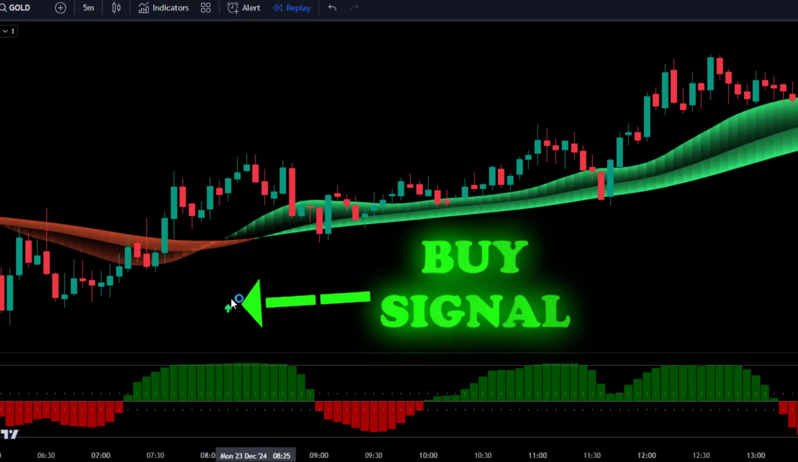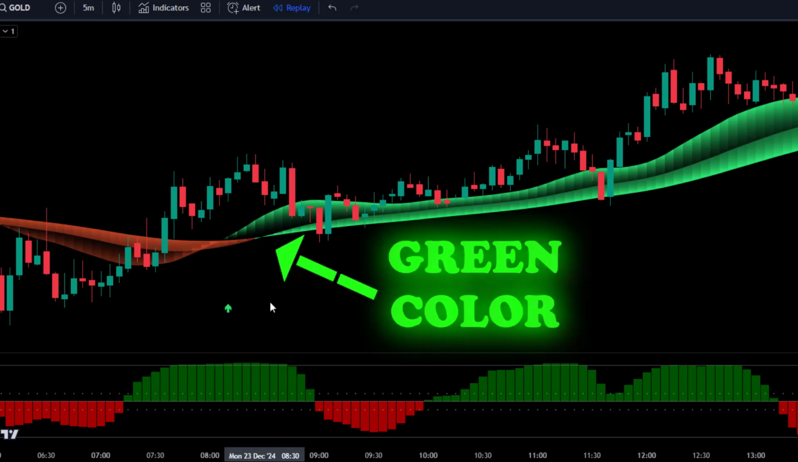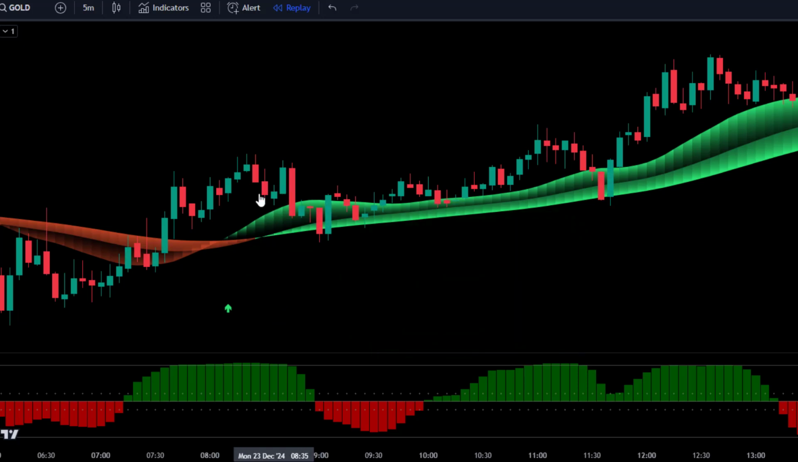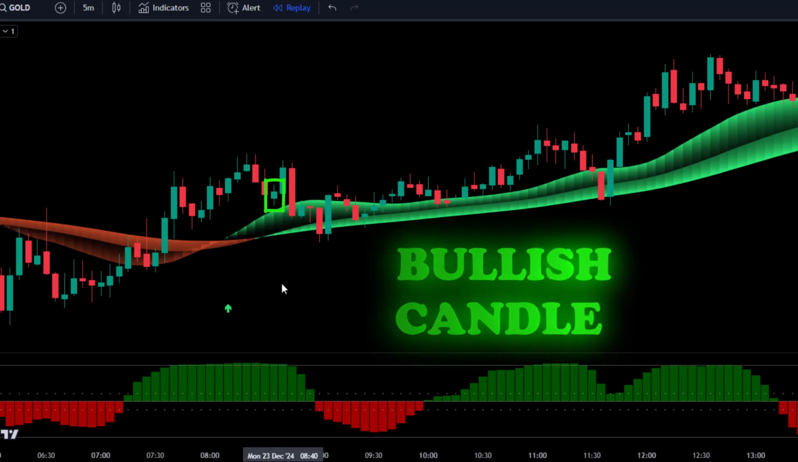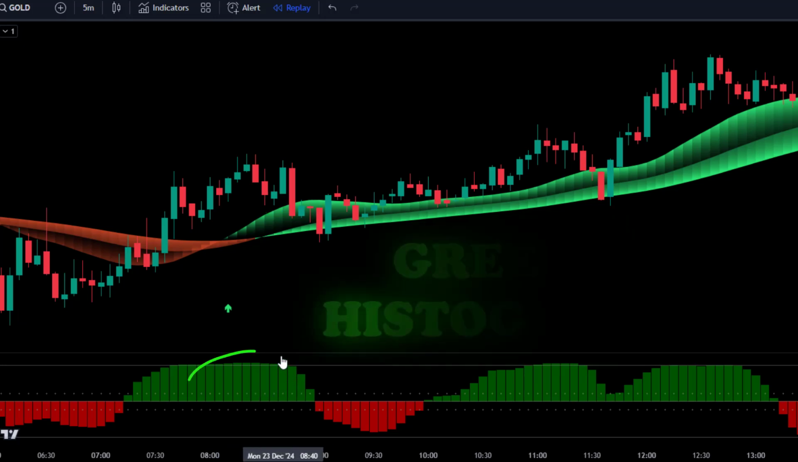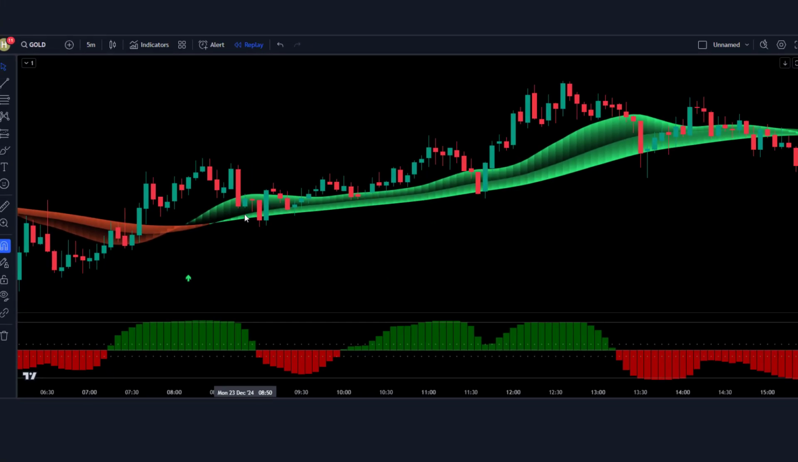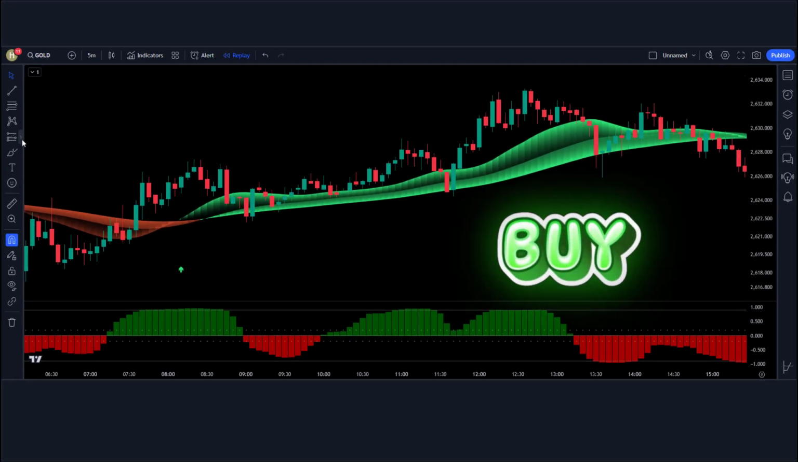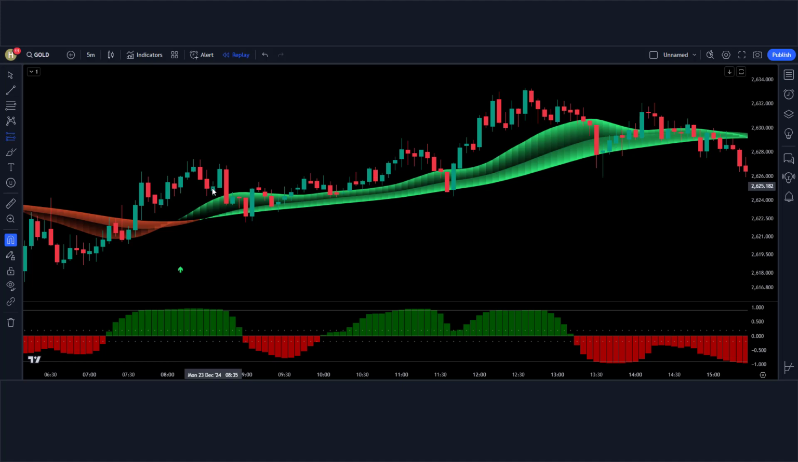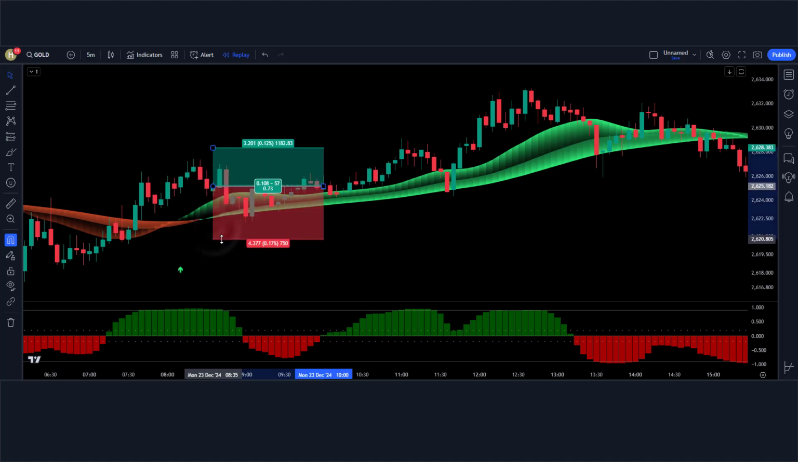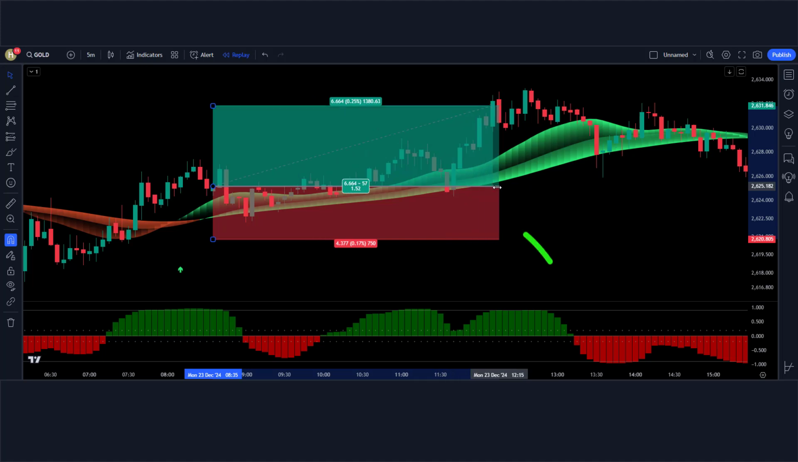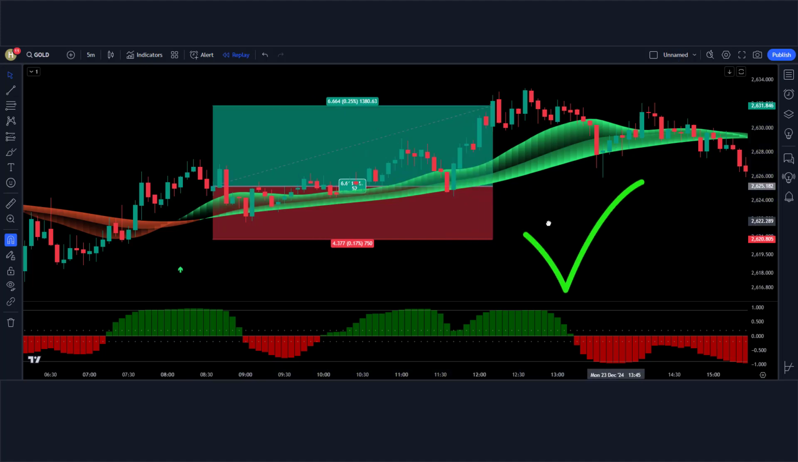When the Smooth Cloud indicator has given us a buy signal and the Smooth Cloud color turns green, when the market has formed a bullish candle, and when the Premier RSI Oscillator indicator shows a green histogram, if this condition is fulfilled, then we will place a buy order. Our stop loss will be placed at the previous low of the market, and the risk to reward ratio will be 1:1.5. The market has completely hit the target.